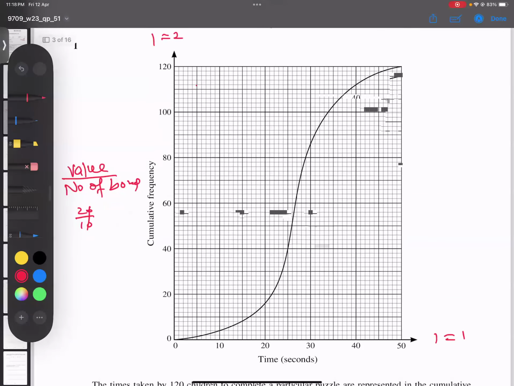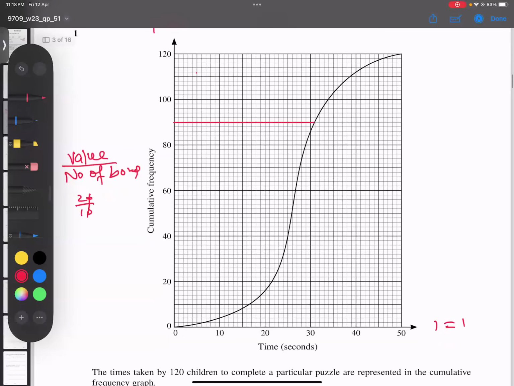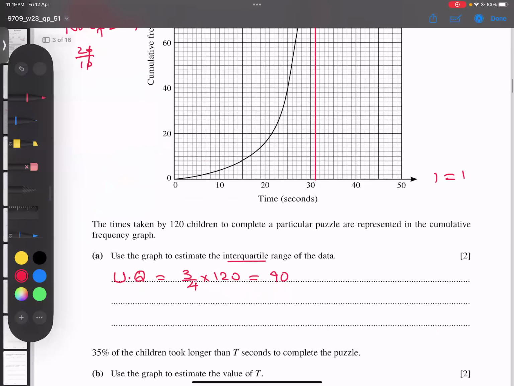So where is 90, students? 90 is this line. Go straight across to where the curve meets it, and come down. This gives us the upper quartile. This is very clear, and because one box is 1, the upper quartile is 31. So I got upper quartile equals 31.